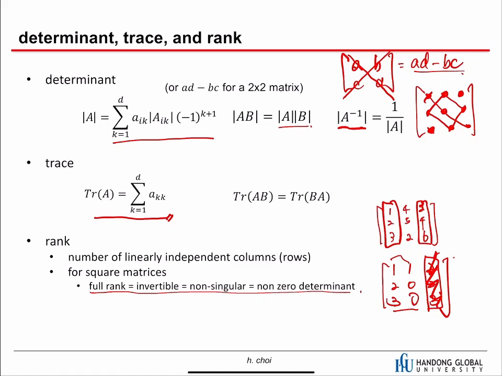That is the rank. Okay, so if we have 3 linearly independent column vectors, then this is a full rank matrix, which means we can get the inverse of this matrix. And then it's non-singular. The determinant is non-zero.